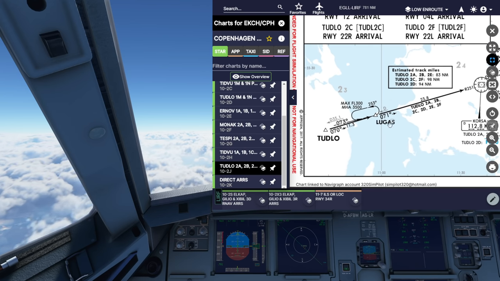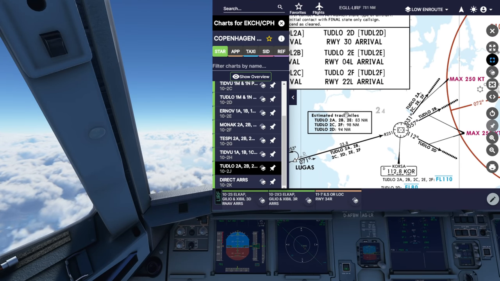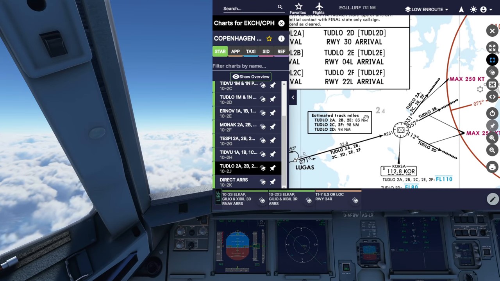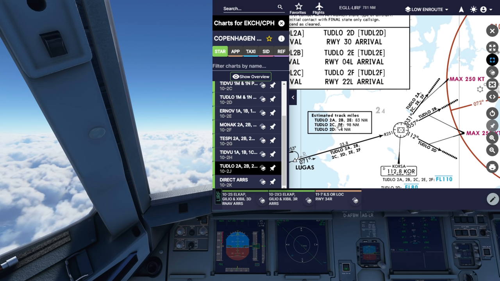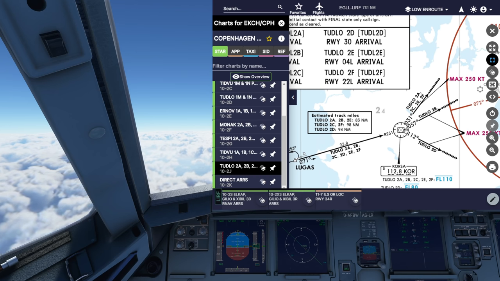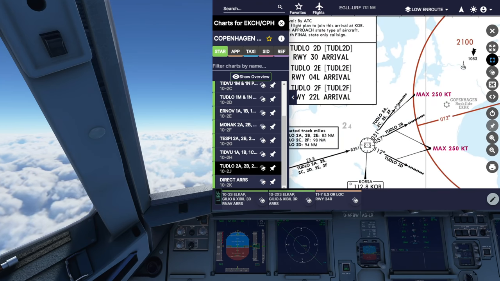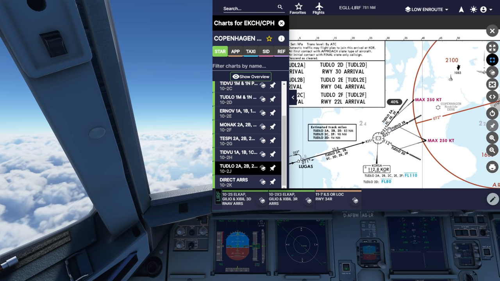This chart has a bit of extra information on it. So Tudlo, Lugas, and then it gives us the estimated track miles. So that's track miles to landing. I don't know how useful this piece of information is, because you're going to use your air traffic control vectoring and so on, but there you go. Then you've got the course of VOR, and you'll notice these arrows going off into the infinite. This is a vector. So these are interesting arrivals.